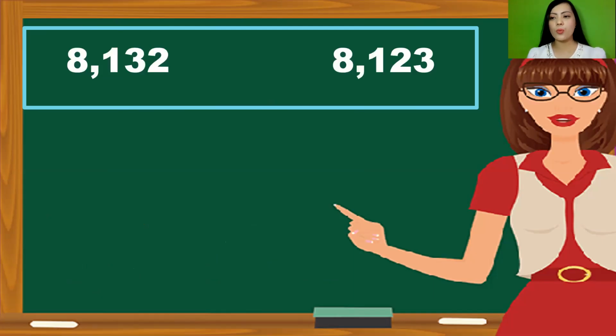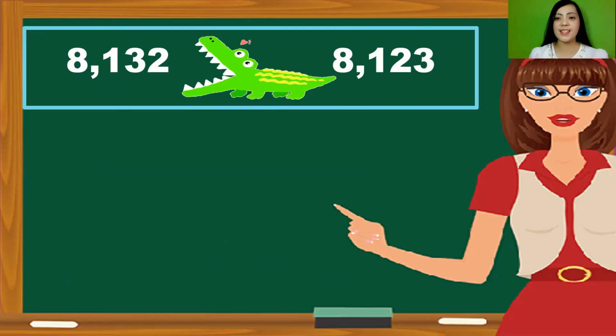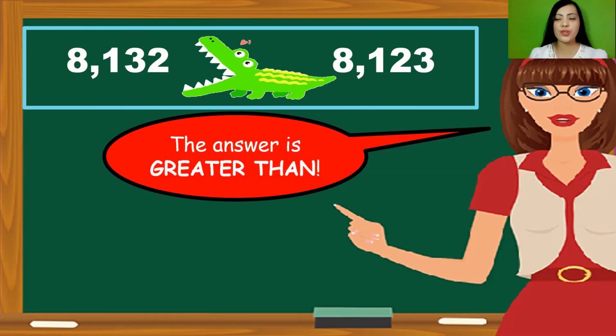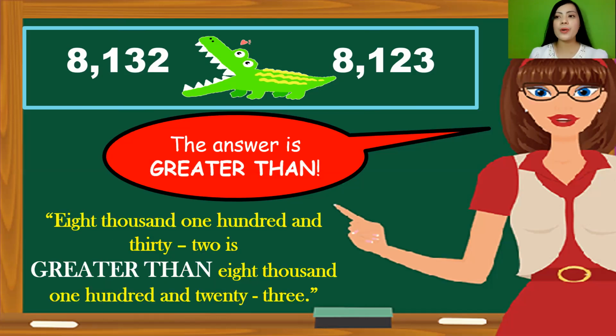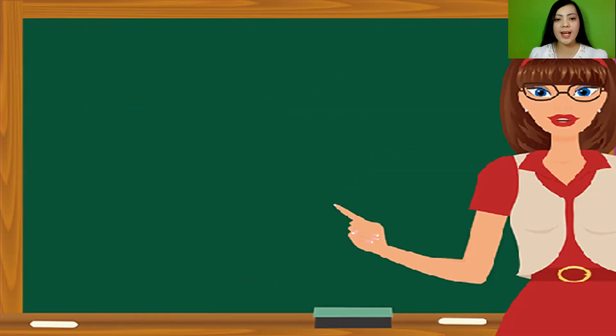8,132, 8,123. Yes, it will definitely eat the bigger numbers. So the answer is greater than. How are we going to read that? 8,132 is greater than 8,123. Okay, very good.